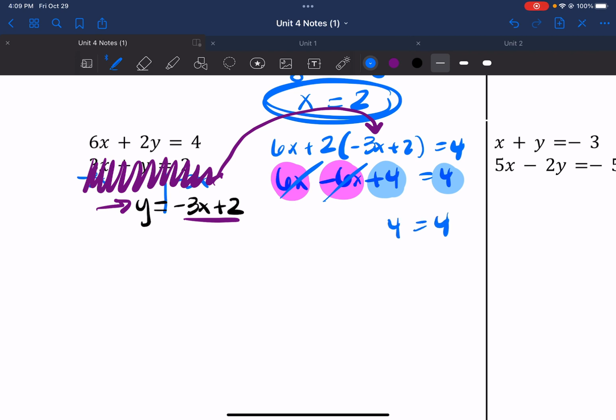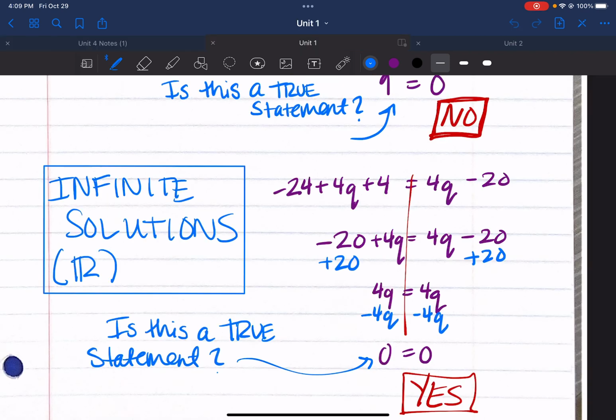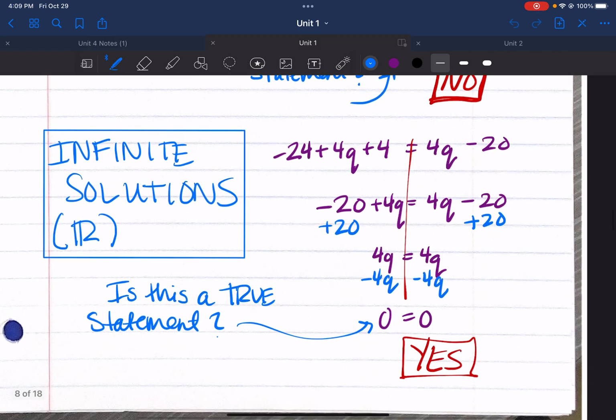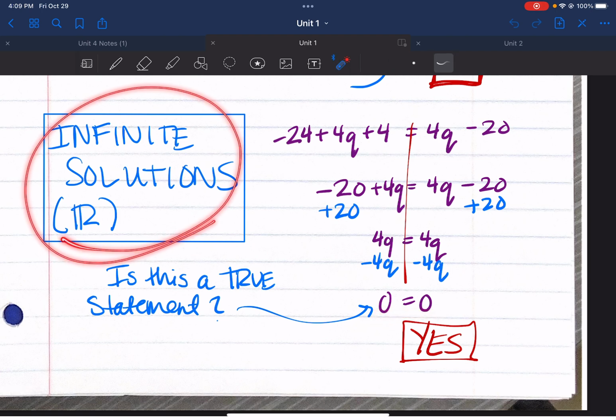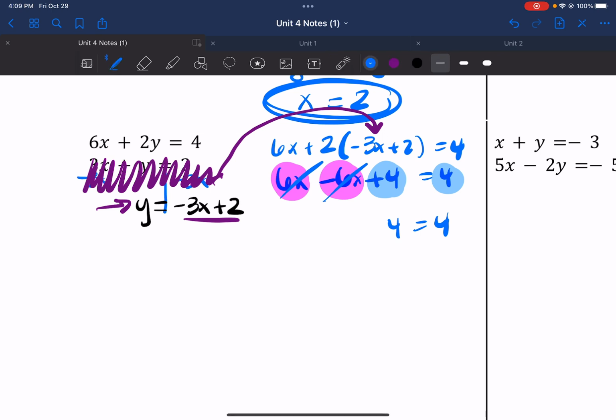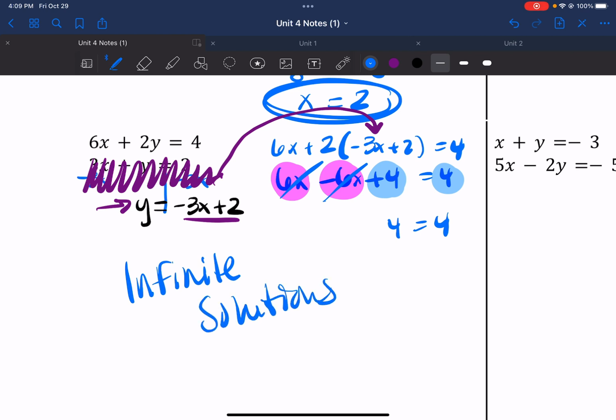Well, 4 equals 4 is a true statement. Remember when we go back to here? Infinite solutions. When I have a true statement just like this, where I have the same number on both sides, that's infinite solutions. So that's what this answer is right here. So this is infinite solutions.